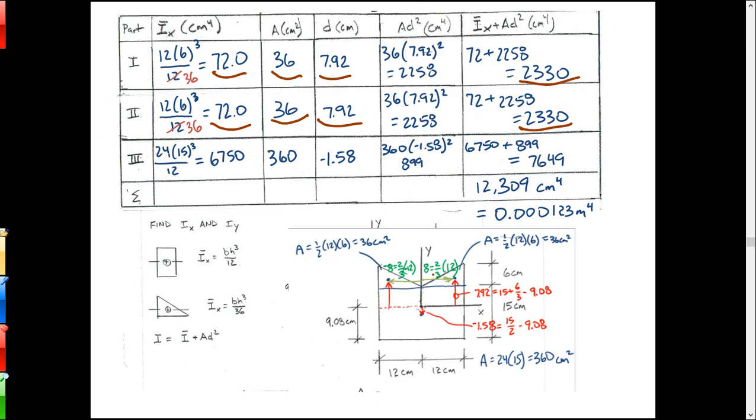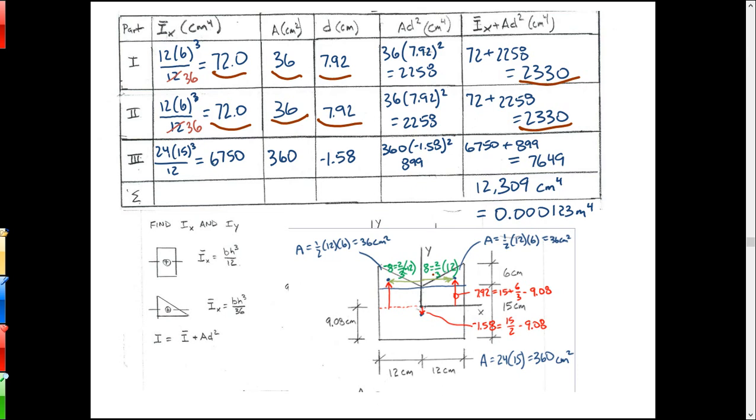And then I can do the same thing for the rectangle. So for the rectangle, I got a base of 24, a height of 15, cube that, divided by 12, I get 6750. The area is 360. The offset distance is negative 1.58. So 360 times a negative 1.58 quantity squared is positive 899.